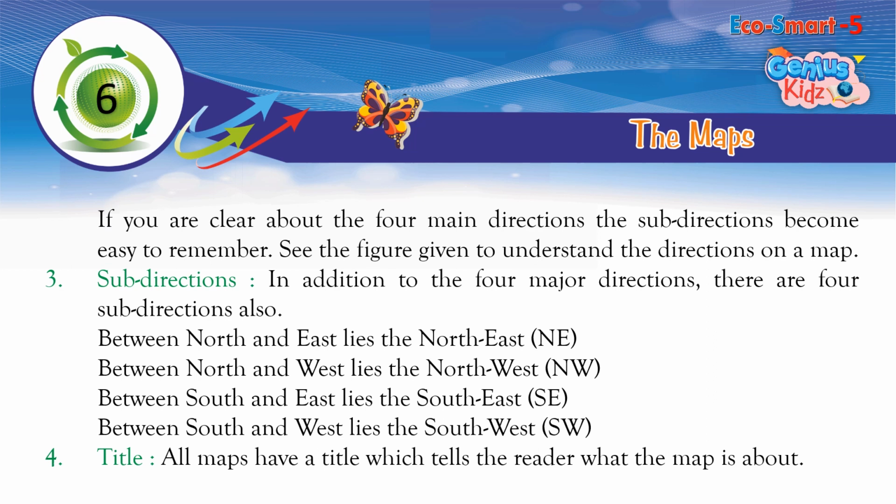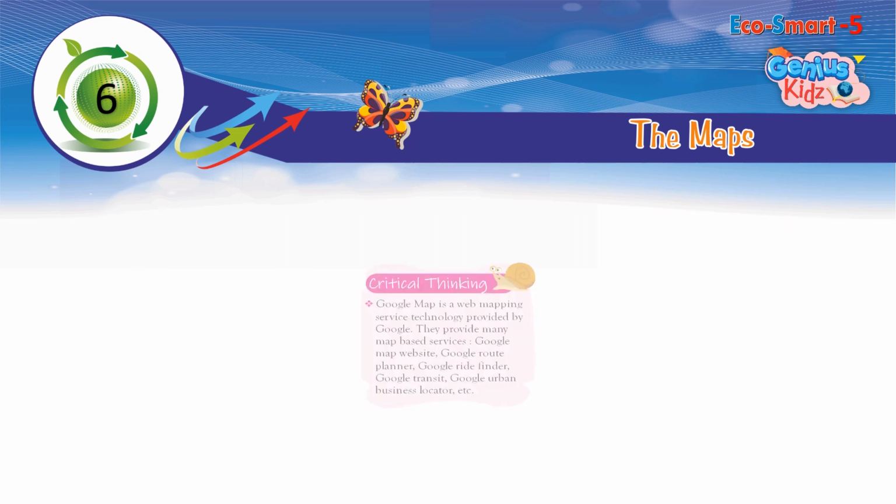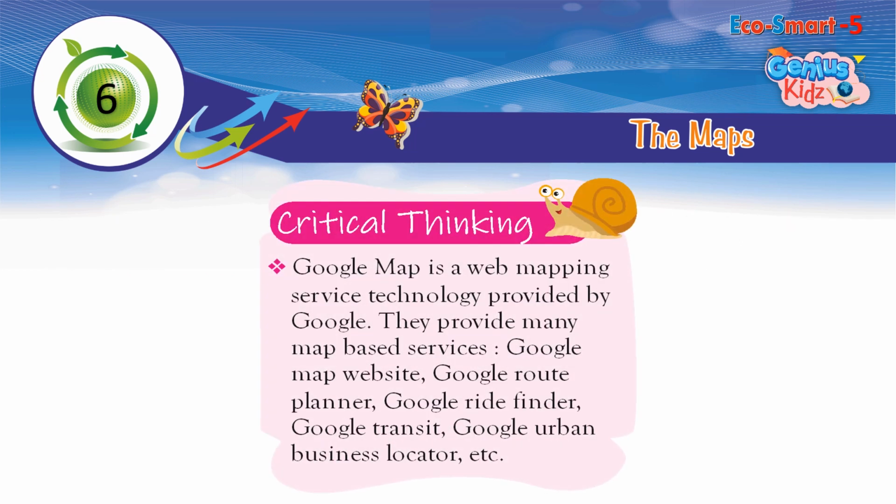4. Title. All maps have a title which tells the reader what the map is about. Critical thinking. Google Map is a web mapping service technology provided by Google. They provide many map-based services: Google Map website, Google Route Planner, Google Ride Finder, Google Transit, Google Urban Business Locator, etc.